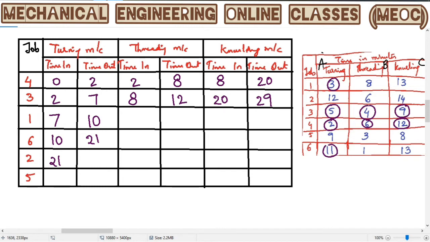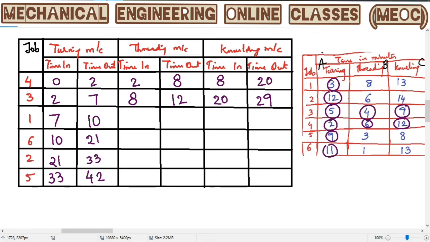So now job 2 will enter the turning machine at the 21st minute. How much time does it need? 12 minutes. So 21 plus 12 is 33 minutes. After 33 minutes the turning machine is again free, and so job 5 will go at 33 minutes. How much time does that need? It is 9 minutes. So 33 plus 9 is 42. So from the 0th minute to 42 minutes the turning machine has completed all the operations on all the 6 jobs.